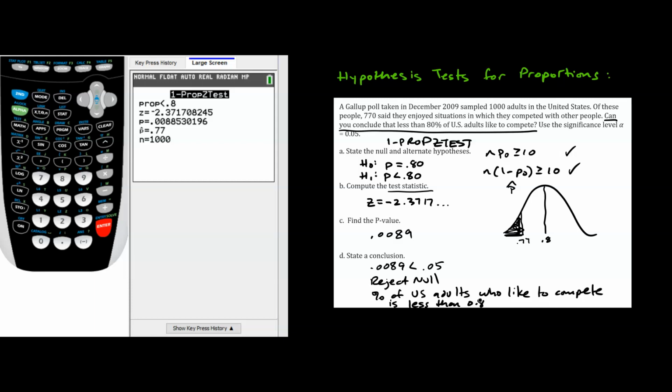So in the next video, what I'm going to do is put it all together. We're going to see examples involving hypothesis testing from this whole module, and hopefully that will be good practice for you.